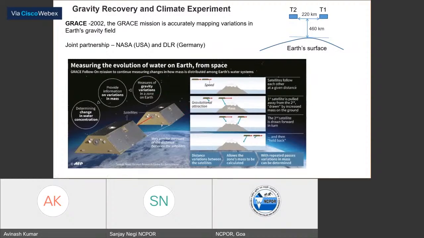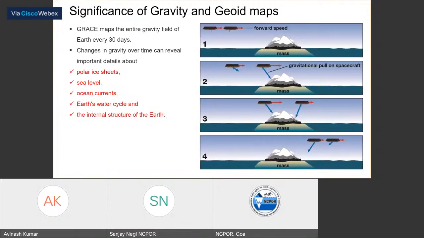It measures the gravity variation in the zone of the Earth, and also it is very important to determine the change in the water concentration. So a lot of studies are also done, and there are different interpretations for such kind of study. So what significance does it carry?